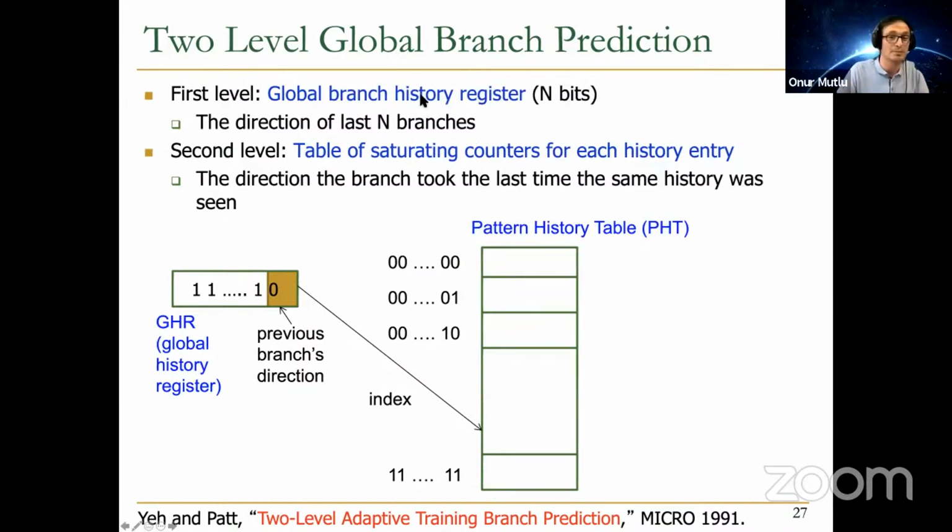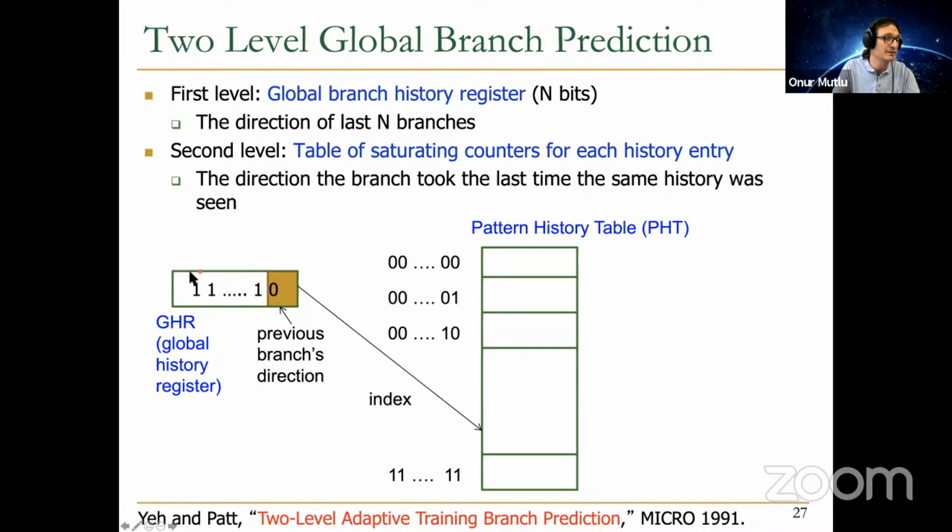Basically, the first level is a global branch history register of n bits. This is the direction of the last n branches. So let's take a look over here. Let me try to get my annotation, because that may actually be easier to see, the spotlight. Okay, so you can see that let's say this is 16 bits. I just made it up. And these are the 16 entries in the pattern history table then. We have the taken, not taken history of the last 16 branches, and we shift in the history bit of the last branch from the right to the left, and we shift out the history from the left, the oldest history.